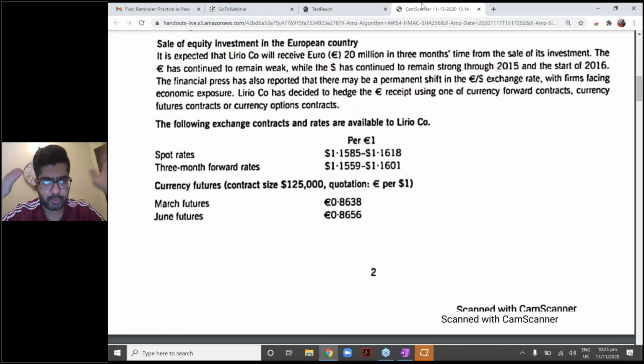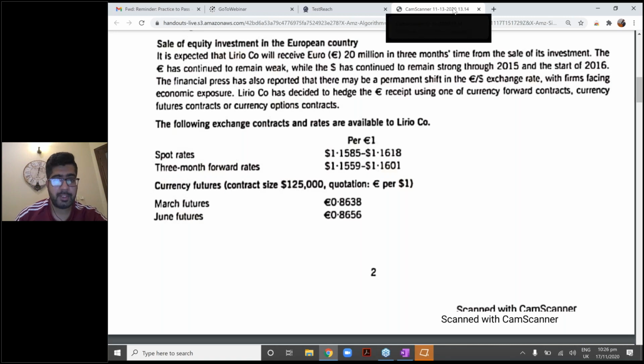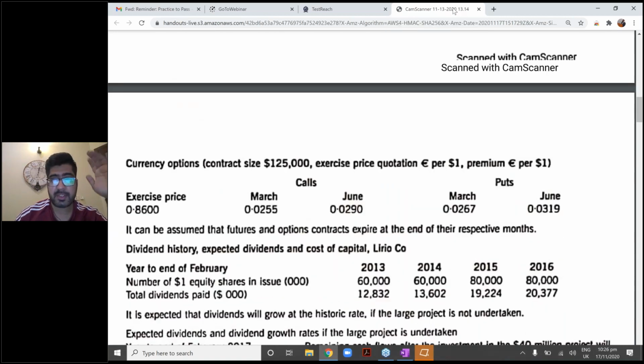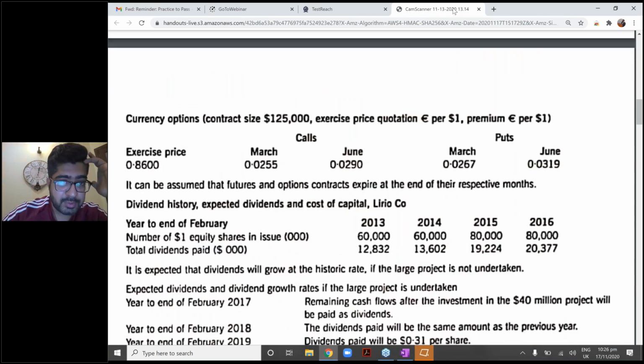So two rates are given, spot rates and 3 month rates. Futures data, contract size is 125,000. See, there was no contract size in forwards data. It's only in futures and options. Contract size is $125,000. Quotation has changed. It's euro per dollar, not dollars in denominator for this. March, 30th March, 1 month future, and 30th June, 4 month futures are given. Okay. And finally, you are given options data. So options contract size is $125,000. Exercise price is euro per dollar. 0.86 is the exercise price. Calls and puts are given for March, June. You can write March, June, or 30th March, 30th June, or 1 month, 4 months. Okay.